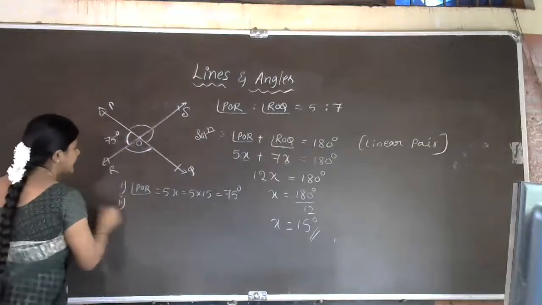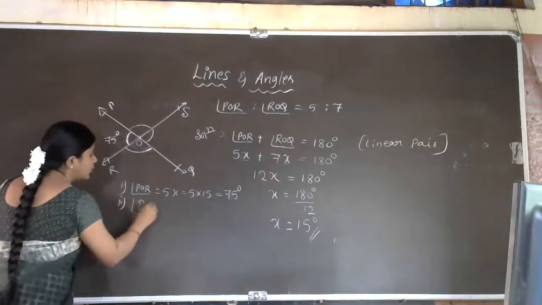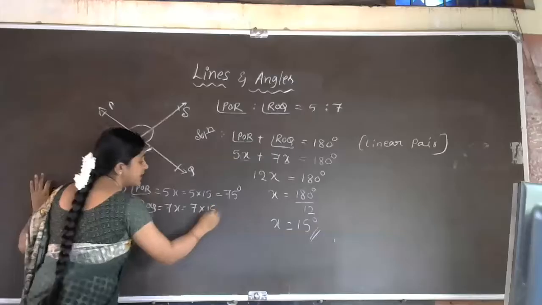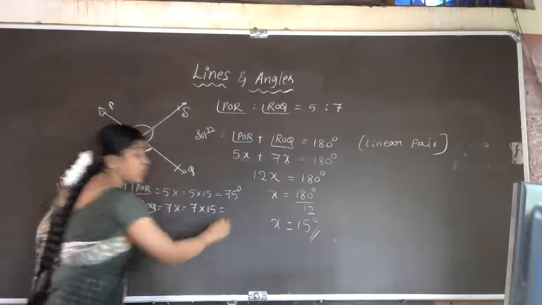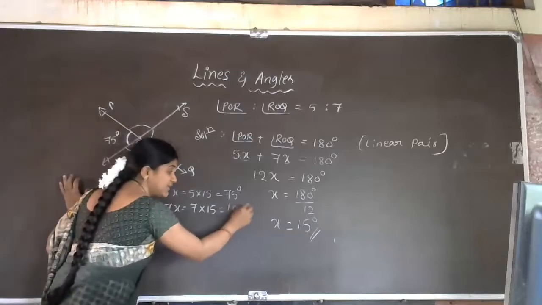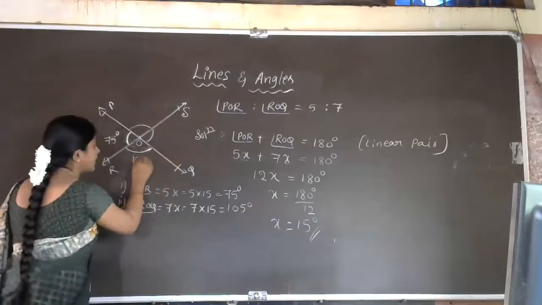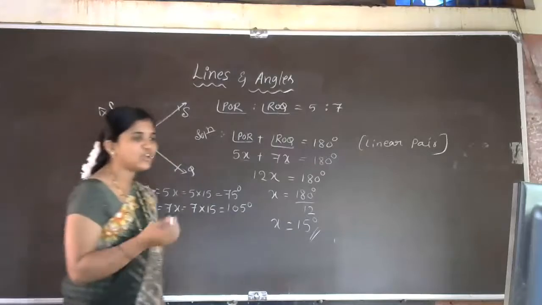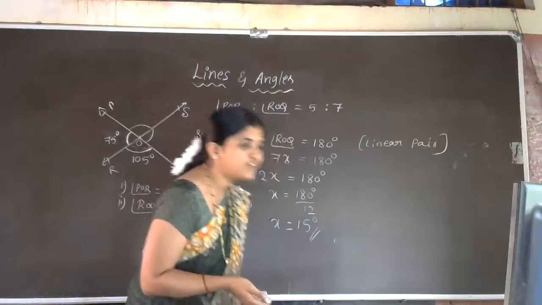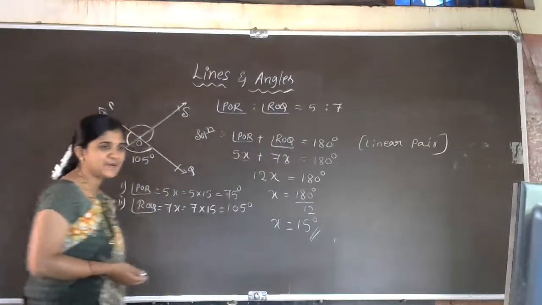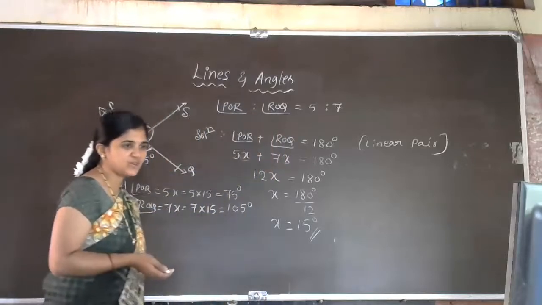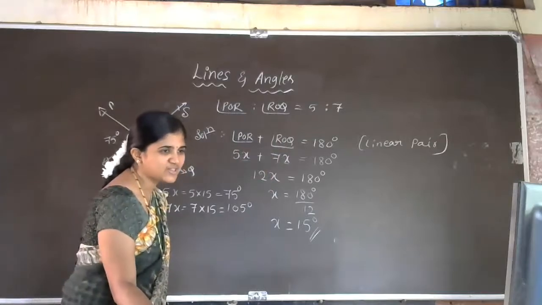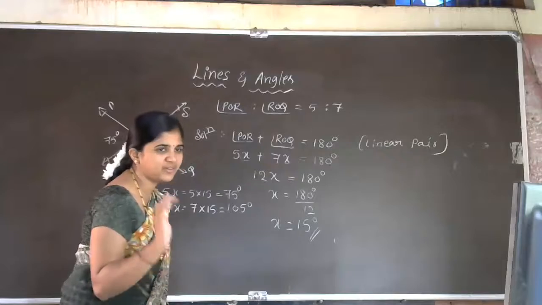Next, second angle ROQ. ROQ is 7x, 7 into 15. 15 7s is 105 degree. Yes, very good. This is 105 degree. Now we got the two angles. So how can we calculate the remaining two angles? Which concept are we going to use here? Anushri, which concept can we use to find out the remaining two angles?